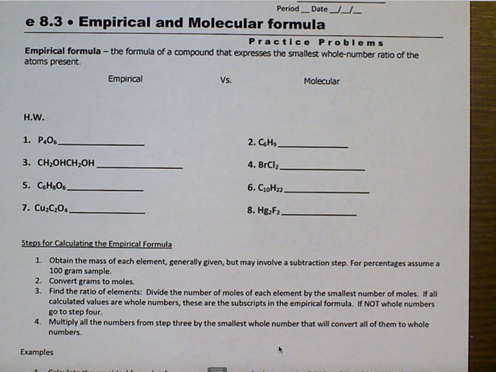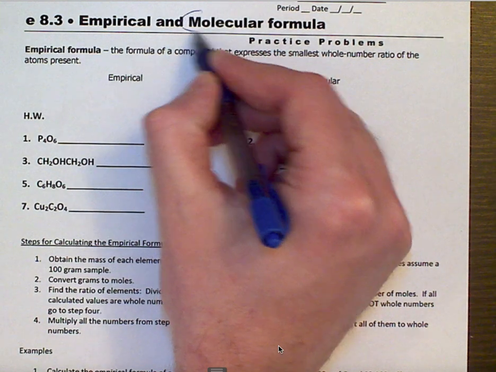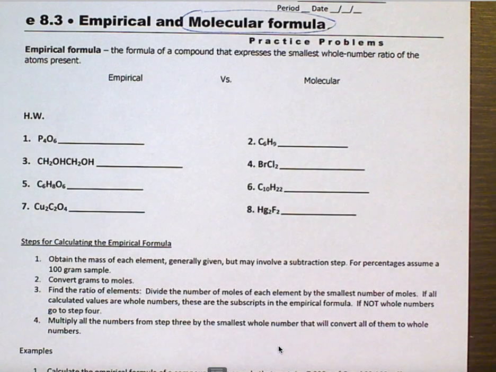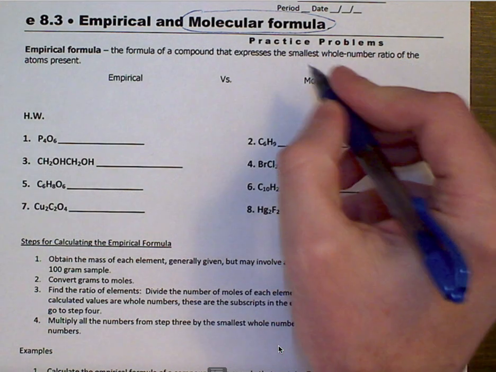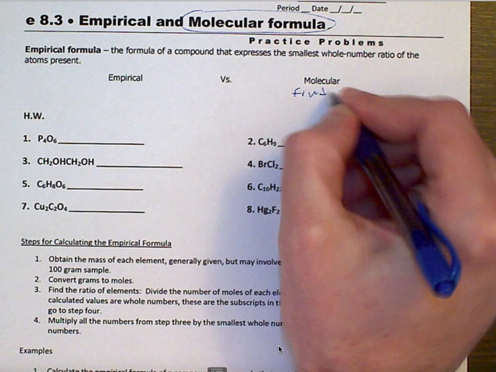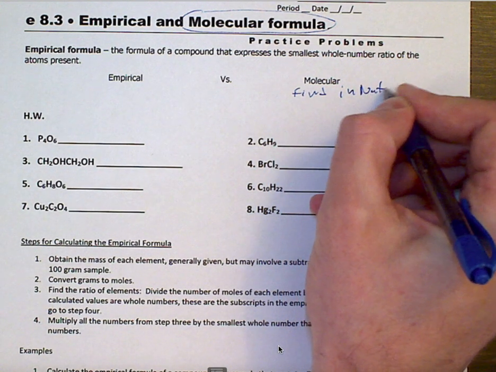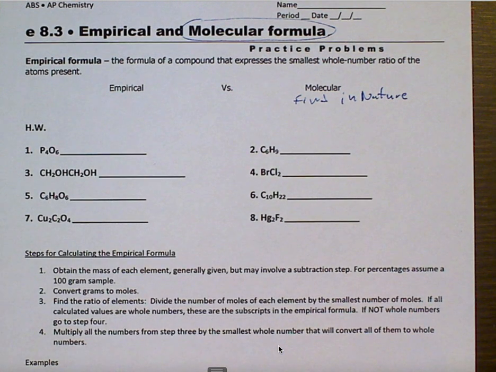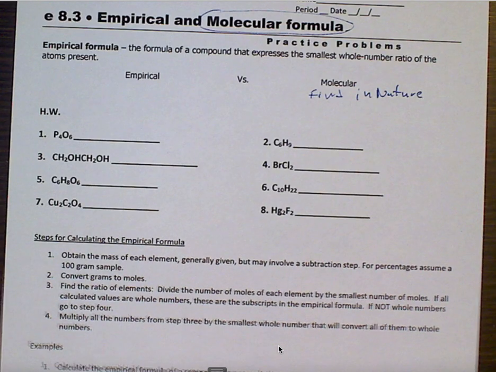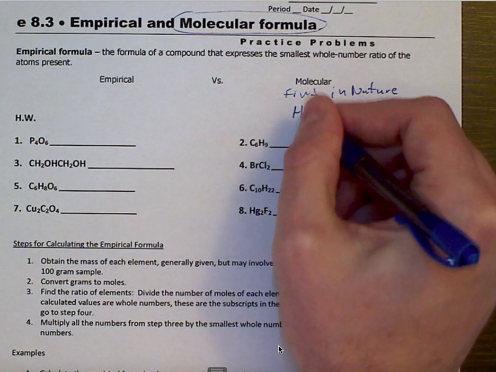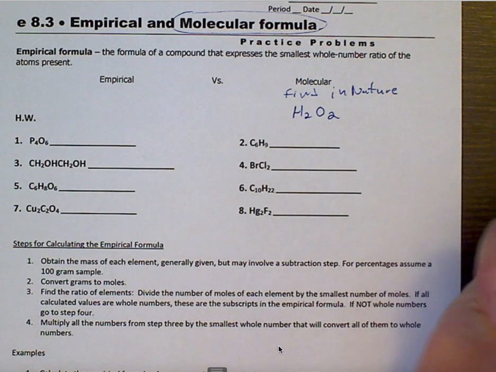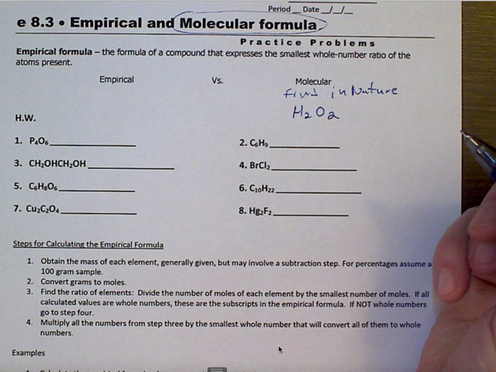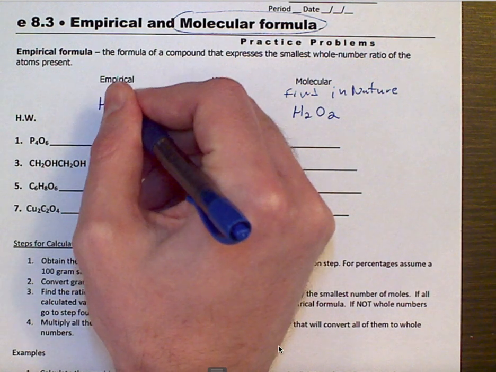Okay, so we're talking about this thing called empirical and molecular formula. Most of the time we've been using the molecular formula, and the molecular formula is how we find it in nature. Basically what that means is this: when we're looking at a formula, here's an example, H2O2. This is hydrogen peroxide. The empirical formula is the reduced version of that.